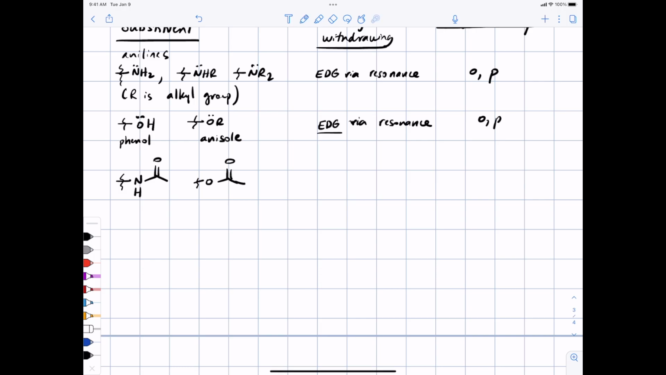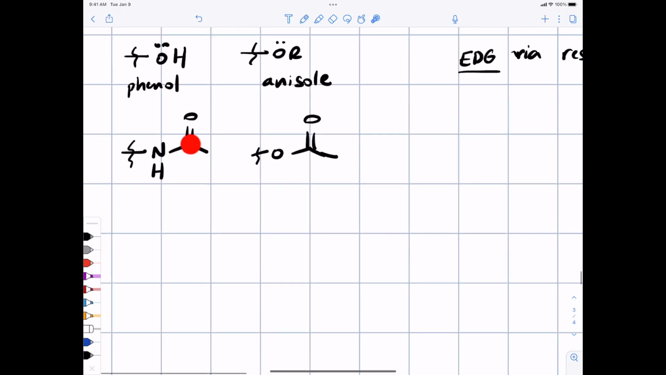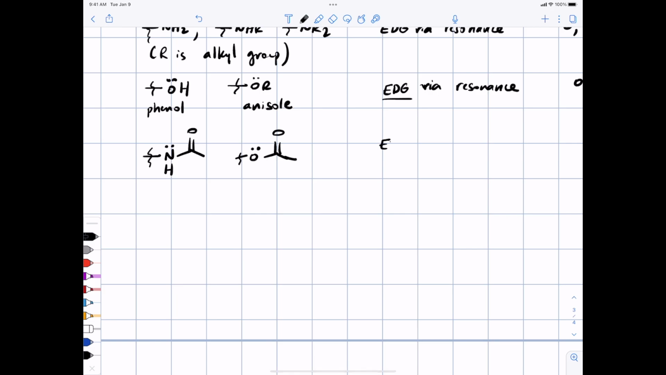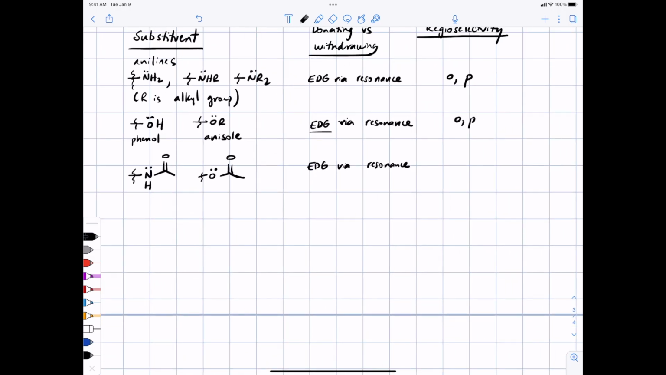Notice that this is not attaching the carbonyl carbon directly to the benzene ring. This is attaching the heteroatom, the nitrogen or the oxygen, to the benzene ring. These are still electron donating groups via resonance, but they're not quite as good of a donating group as the straight up OH, OR, or NH type groups. Why do you think that is?